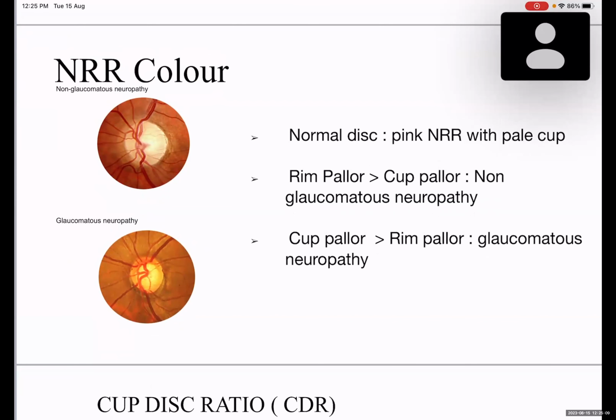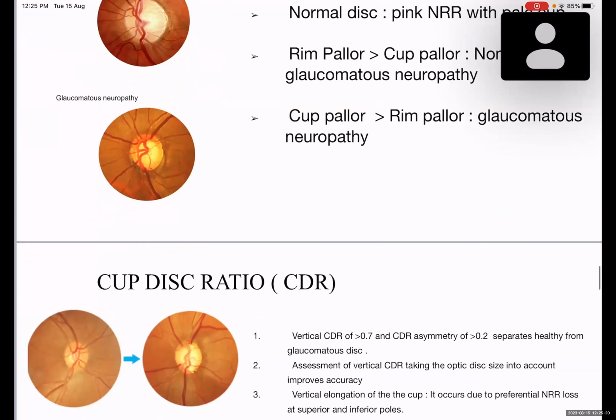If the rim pallor is more than the cup pallor, it points more towards non-glaucomatous neuropathy. And if the cup pallor is more than the rim pallor, it points more towards glaucomatous neuropathy. Cup disc ratio: a vertical cup disc ratio of more than 0.7 and a CDR asymmetry of more than 0.2 separates healthy from glaucomatous disc. Assessment of vertical CDR taking the optic disc size into account improves accuracy.